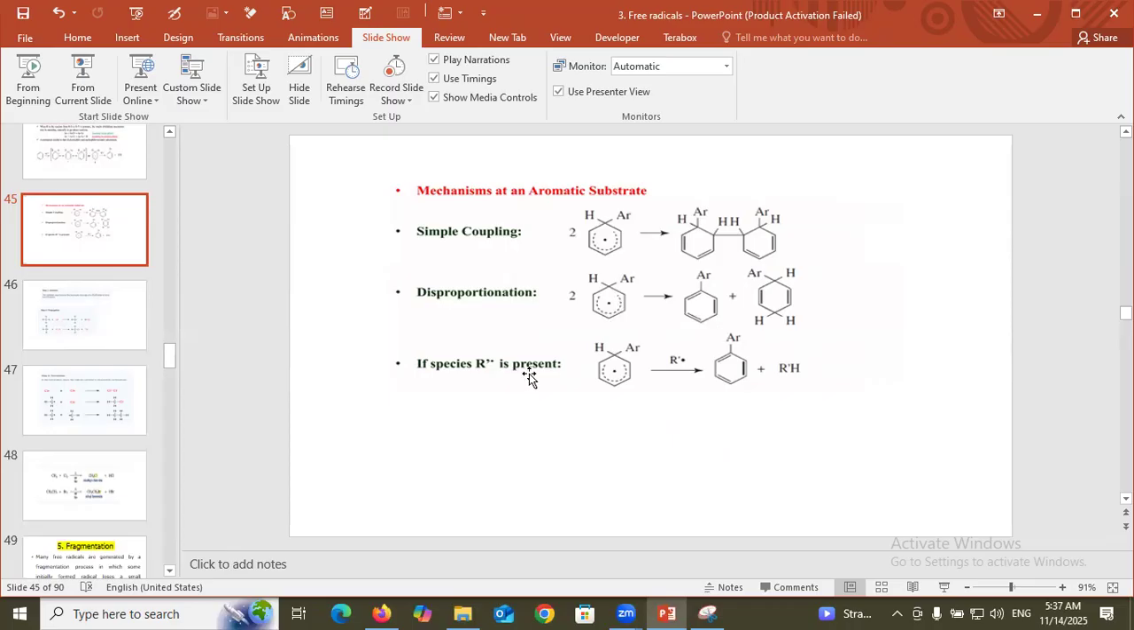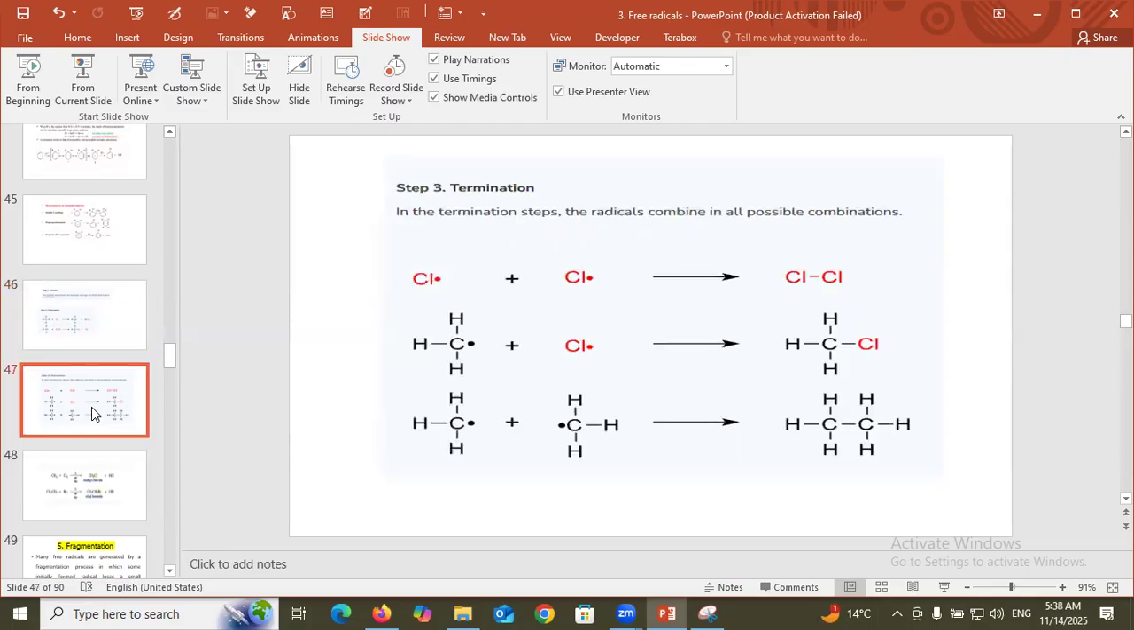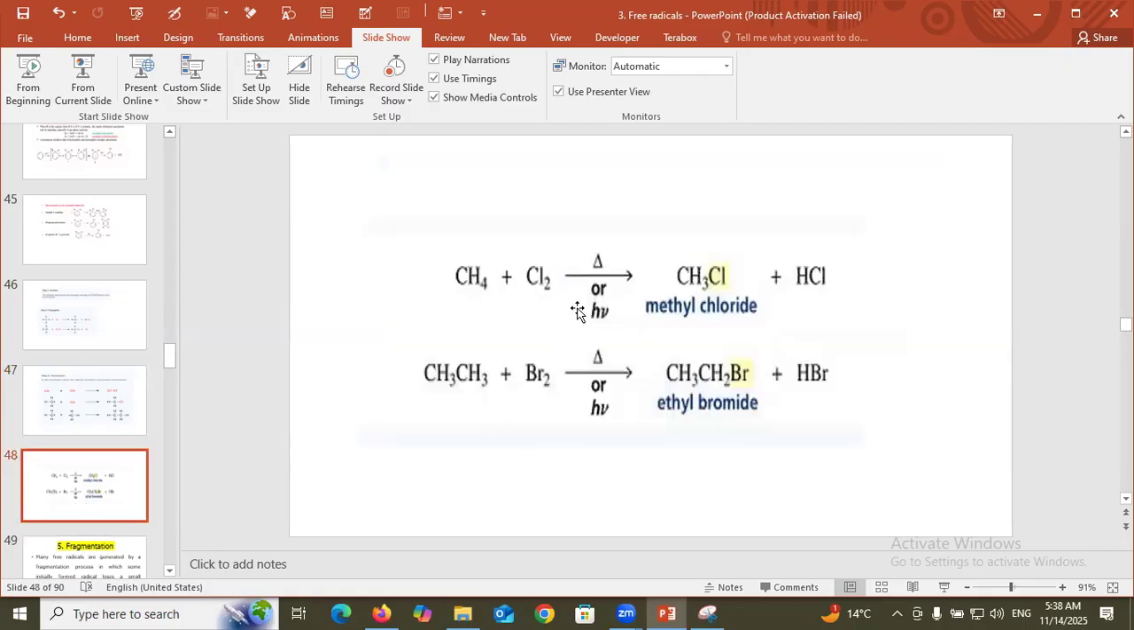If the species R is present, initial step 1: the initiation step involves the homolytic cleavage of the chlorine bond to form two chlorine atoms. Step 2: the methyl free radical forms methyl chloride. Step 3: in the termination step, the radicals combine in all possible combinations: chlorine gas, methyl chloride, and ethane, methyl chloride, ethyl bromide.